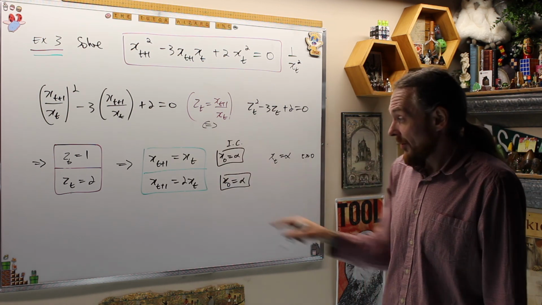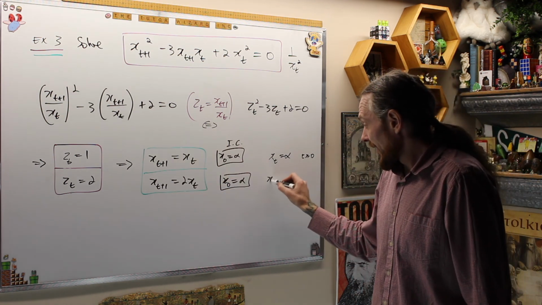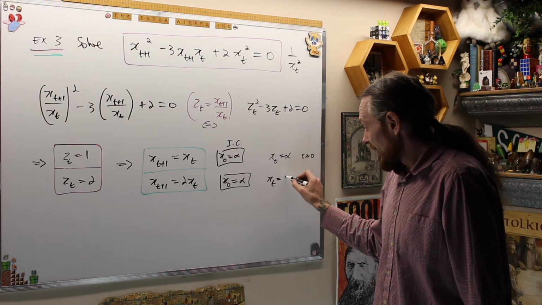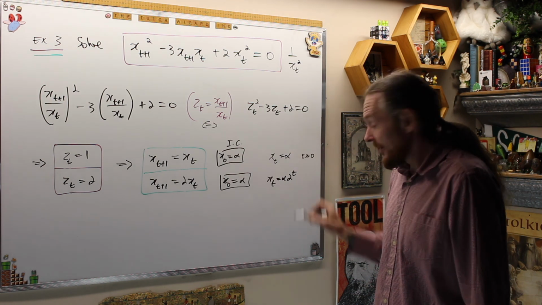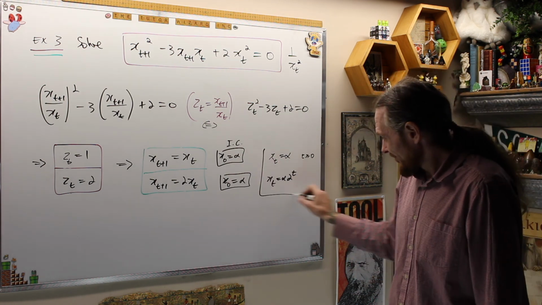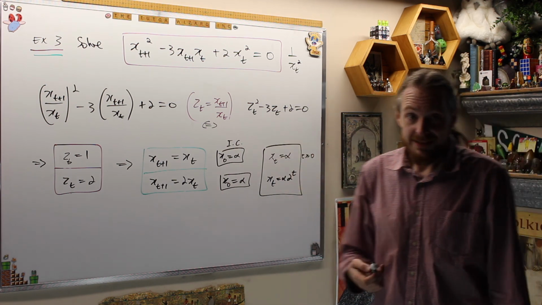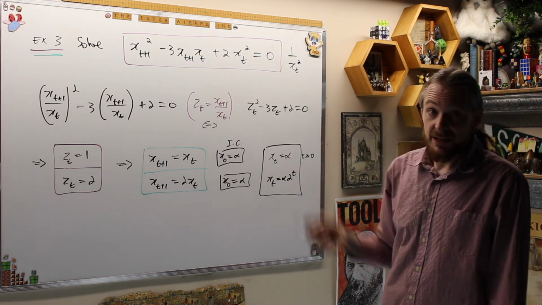In this sequence, what are we going to get? We're going to get that x_t is equal to alpha times 2 to the t. So these are the infinitely many solutions you're going to get to this difference equation.